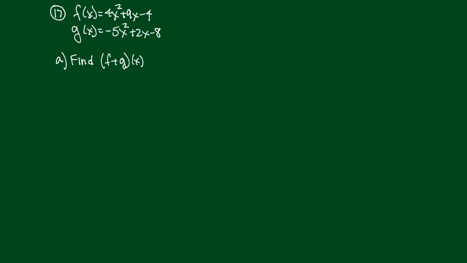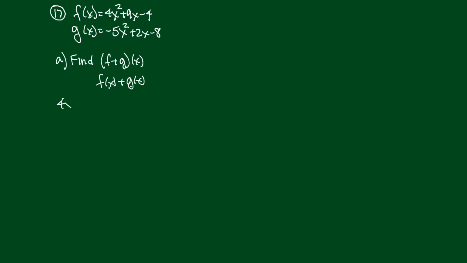17, we're given these two functions, f, this quadratic, and g, this quadratic, and the first thing we want to do in part A is find f plus g of x. Now, to understand what this notation means, it means f of x plus g of x. And that tells you what to do, right? You're going to take f of x and g of x and add them together.